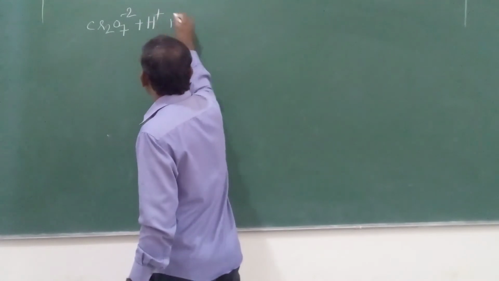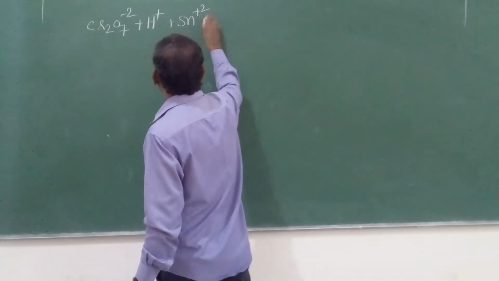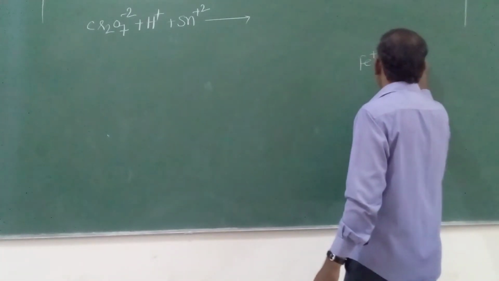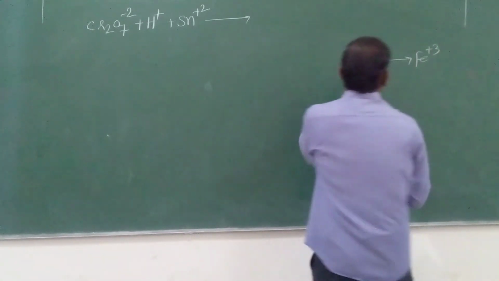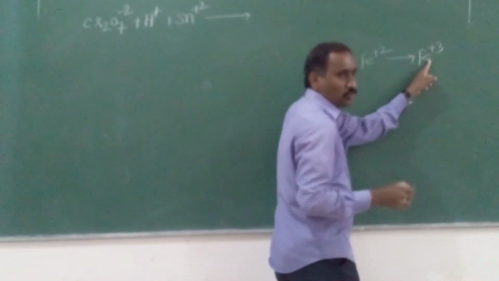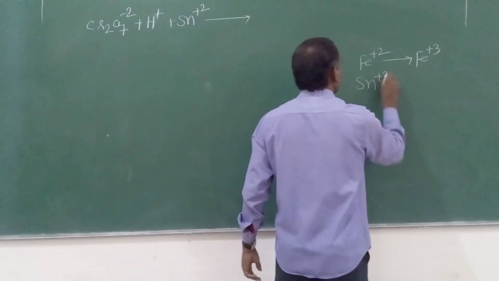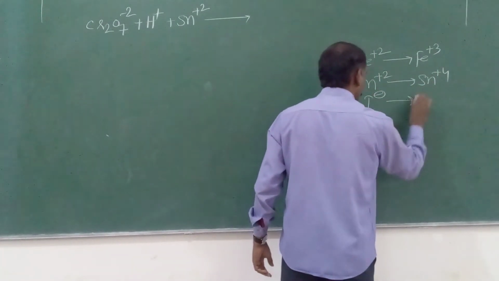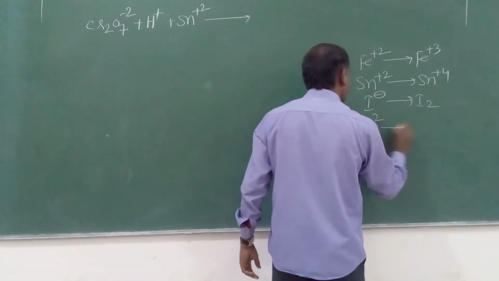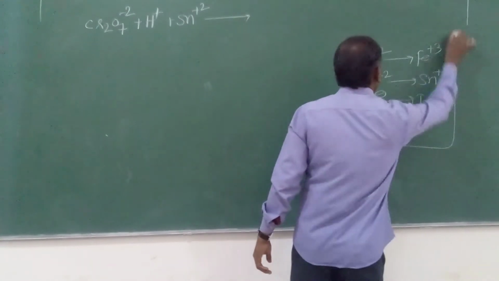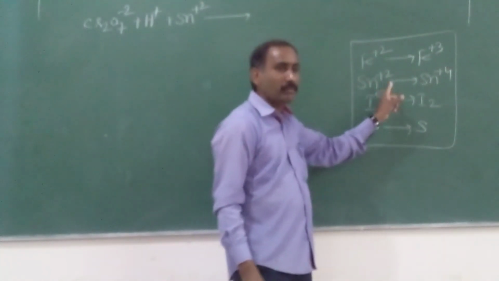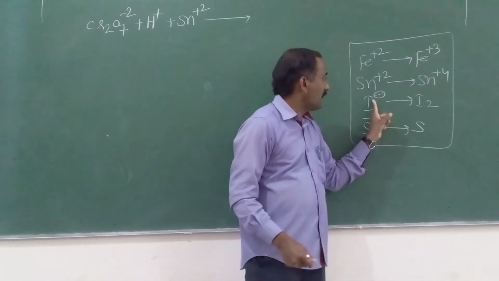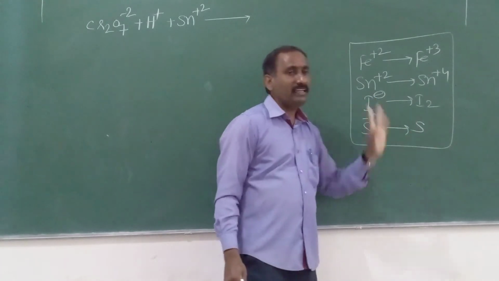Now stannous means Sn plus 2. My advice is, first you should remember it this way. After completion of the reactions, put it all in one place. Potassium dichromate oxidizes ferrous to ferric, stannous to stannic, then it is easy. Stannous to stannic. Next, iodide to iodine. Four properties are there, sulfide to sulfur. These are the four properties given in the textbook. First you should remember this box, then it is easy. Ferrous to ferric, stannous to stannic, iodide to iodine, sulfide to sulfur.